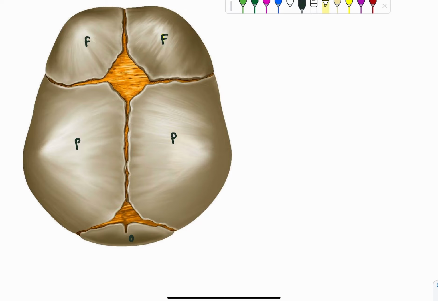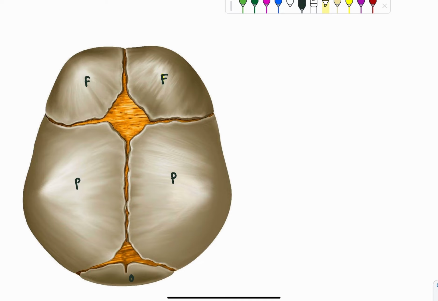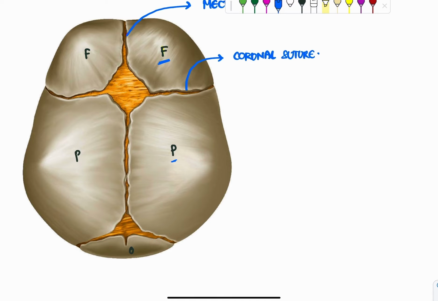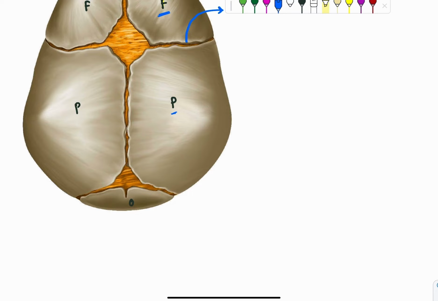What are these sutures? We shall see. Okay, so between the frontal bones, this suture which you can appreciate over here is called the metopic suture. What is this suture called? Metopic suture. Okay, next, between the frontal bone and the parietal bone, this kind of suture, whatever you can see, this is called the coronal suture. This is your coronal suture. Okay. Next important thing is that between the two parietal bones, this suture which is straight like this, exactly here straight, is called the sagittal suture.